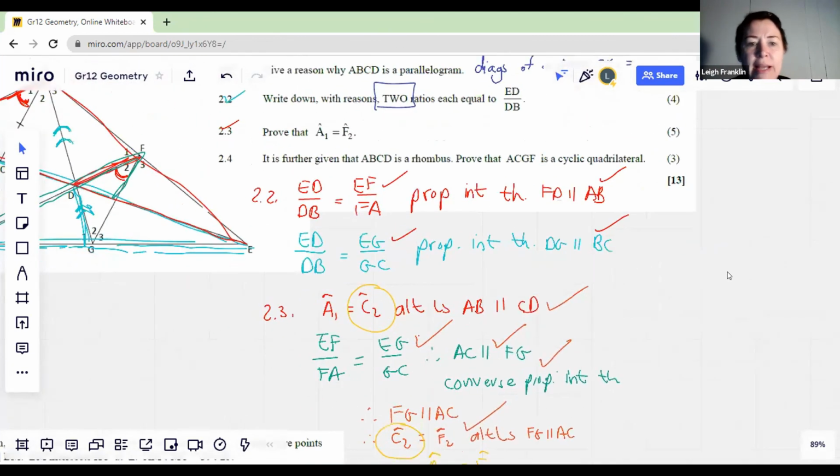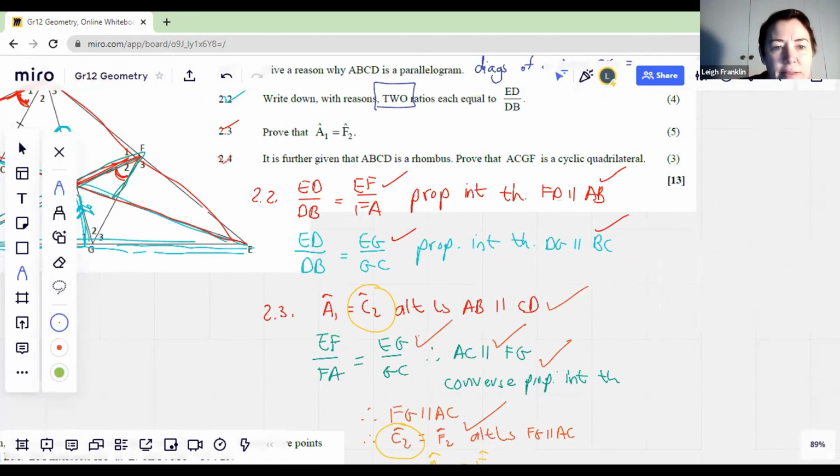Last question. If it is further given that ABCD is a rhombus, prove that ACGF is a cyclic quad. Okay, so now there is the grade 11 work coming through, proving that something is a cyclic quad. How do we prove that a quad is cyclic, Matrix? There are only three ways to do it. What three ways are there to prove a quad is cyclic?